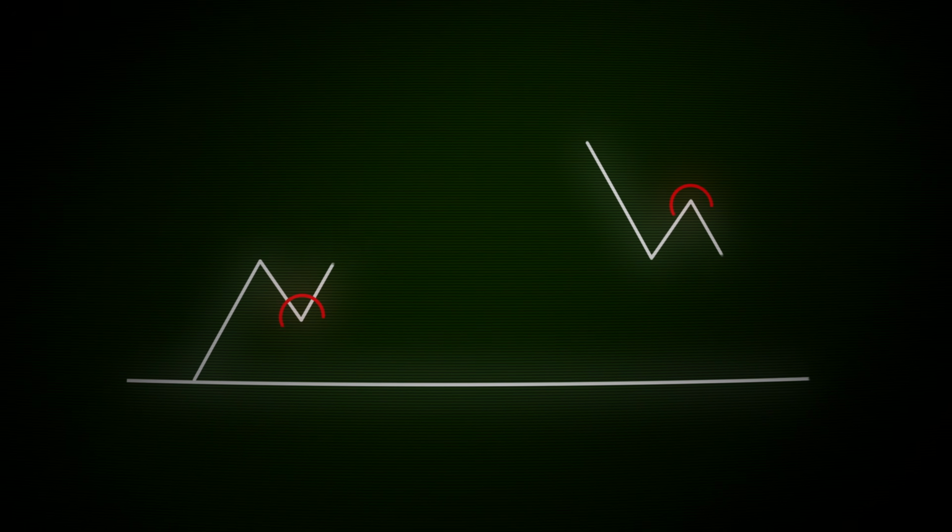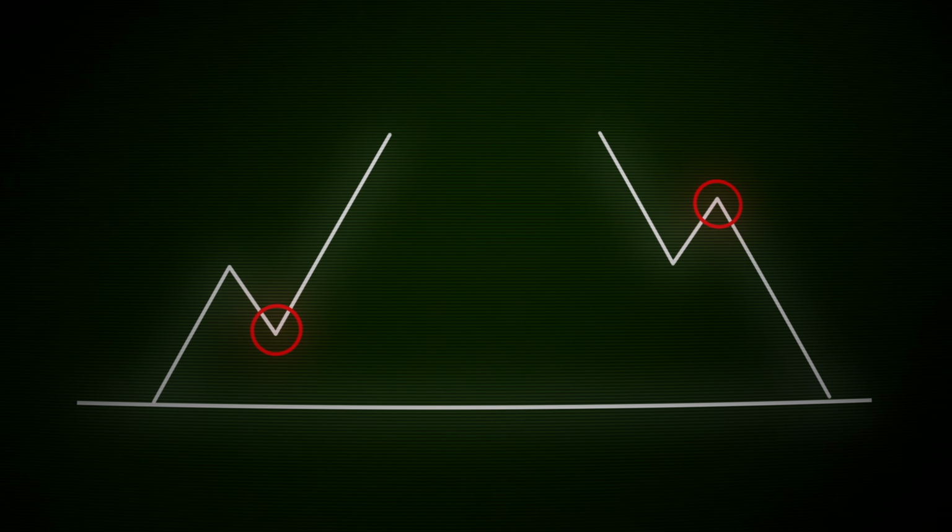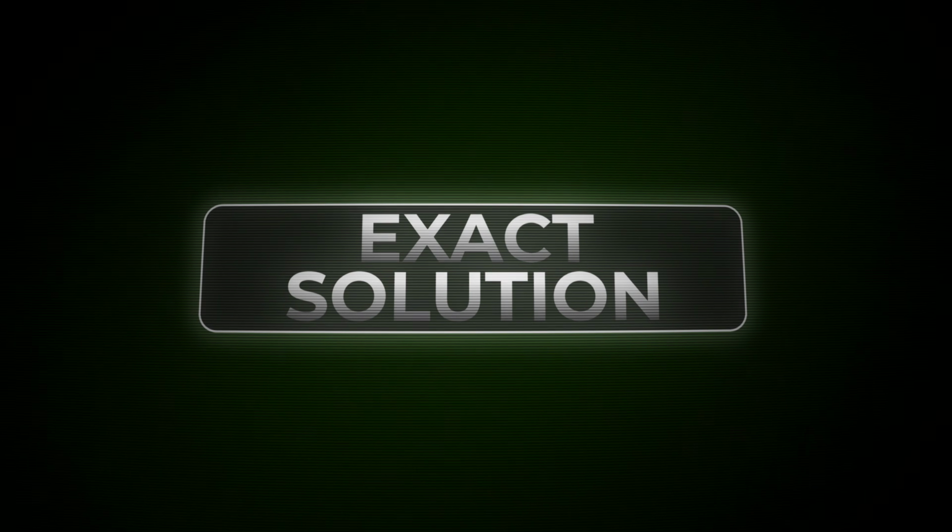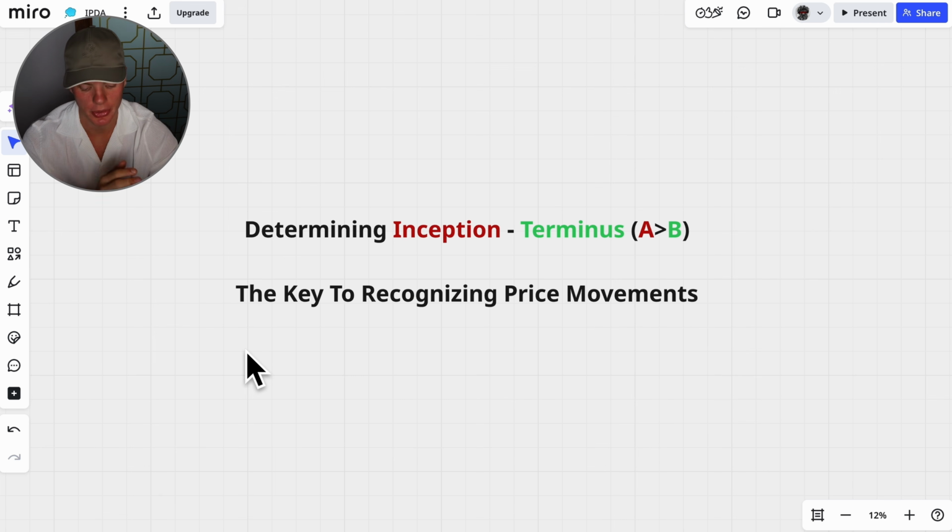Are you tired of not understanding when and where swing highs or swing lows are going to form? Then during this lecture I'm going to provide you with the exact solution which you need in order to know where these swing points are going to form. Welcome to this new lecture. Determining inception to terminus, or in other words, A to B. The key to recognizing price movements.